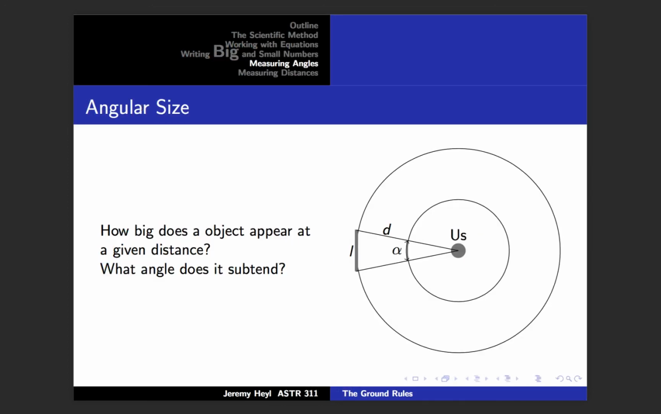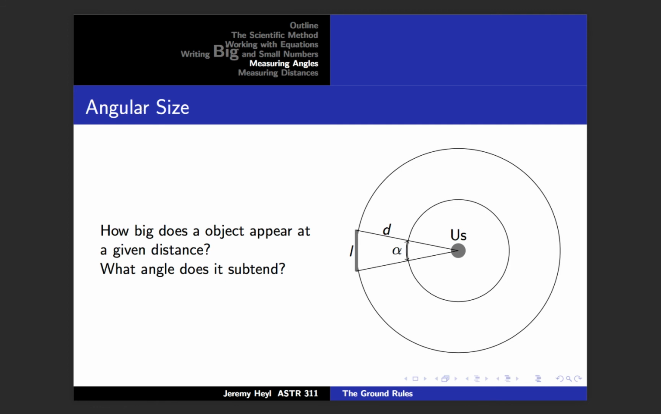So let's imagine that we're standing somewhere, that's us, and we're standing in the middle of a circle. And I have some object at a distance d away from me, and its length is L, and it's sitting out there. And I can see where it is, and I can imagine it also subtends some angle. And I've written that angle as alpha. That's in between us and them. So when I look at it, I can think of that as a sort of piece of the circle I've drawn there.